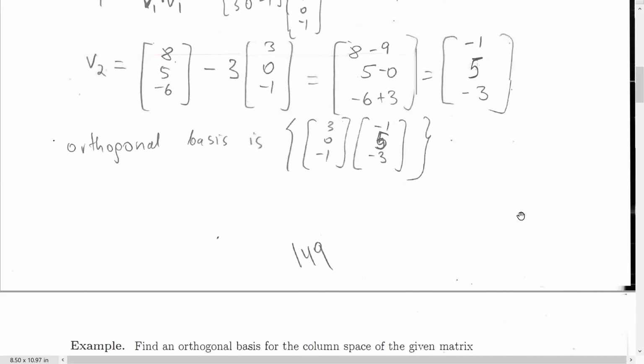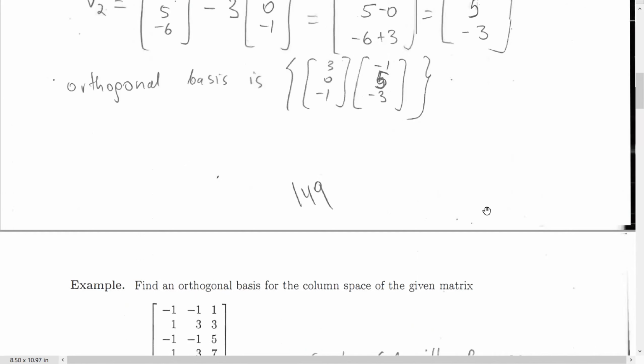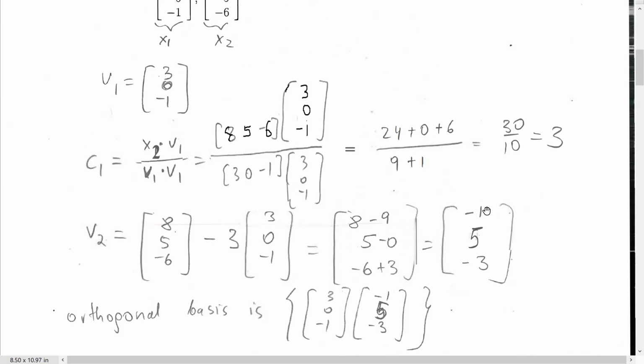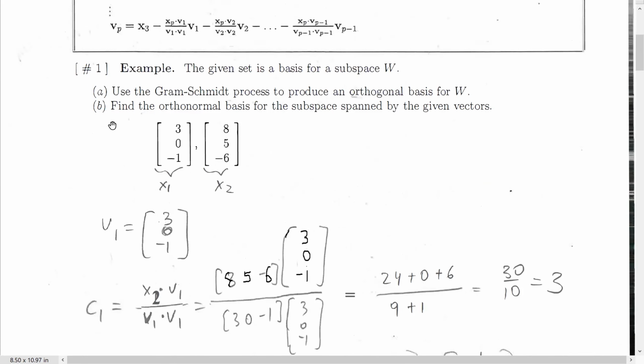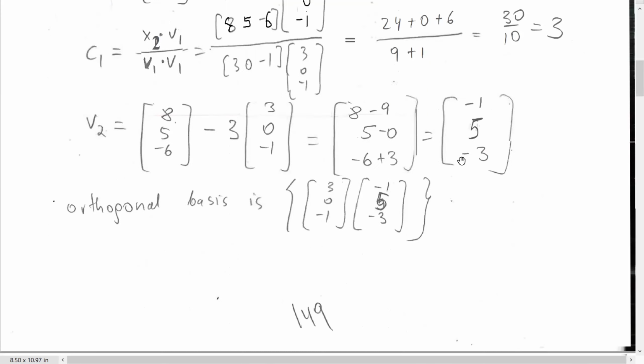Okay, moving on. So now we have to find an orthogonal basis for the columns of the given matrix. Find the orthonormal basis for the space spanned. Once we have an orthogonal basis, the next thing we need to do is find the orthonormal one. So we would need to calculate the norm of those two.